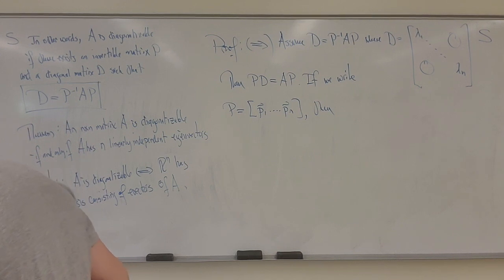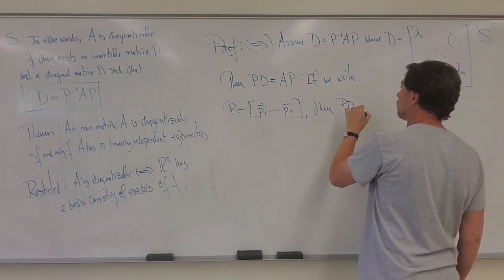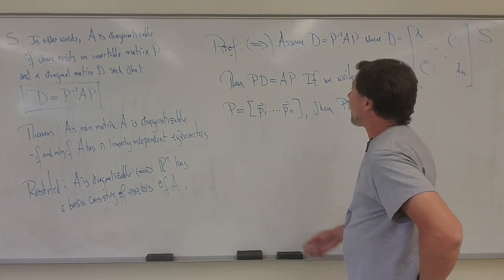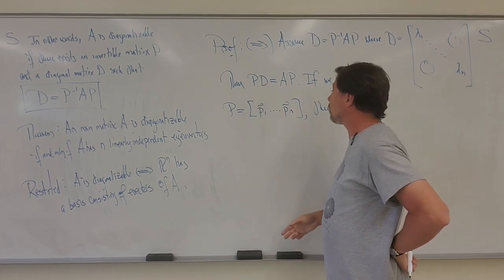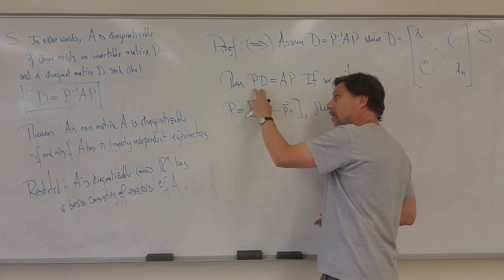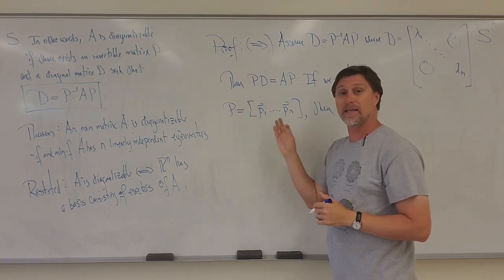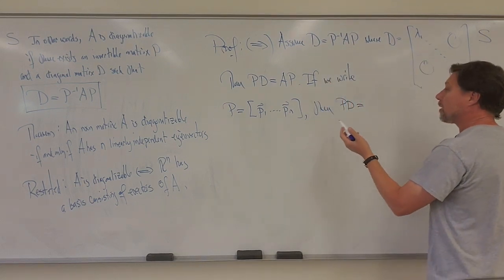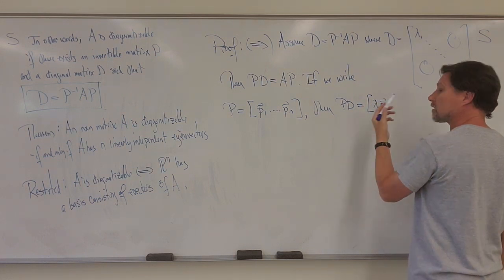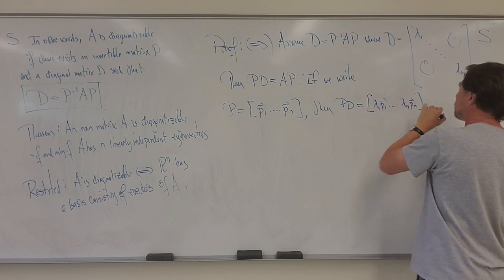Let's see what we have. We have P times D. If you multiply on the right by a diagonal matrix, what does that do? It has the effect of multiplying each of the columns by the corresponding diagonal entry. And so P times D is equal to lambda 1 times P1, that's the first column, up through lambda n times P sub n.